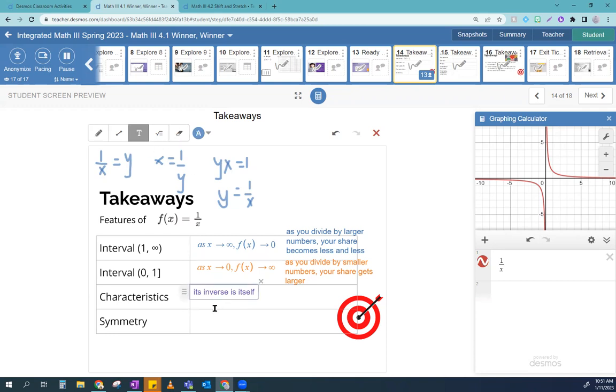The other thing that I wanted to share as well is that it's an odd function. And we've kind of talked about this. When I say it's an odd function, this is what I mean: f of x equals negative f of negative x. Oh, I should have done this as a thing.